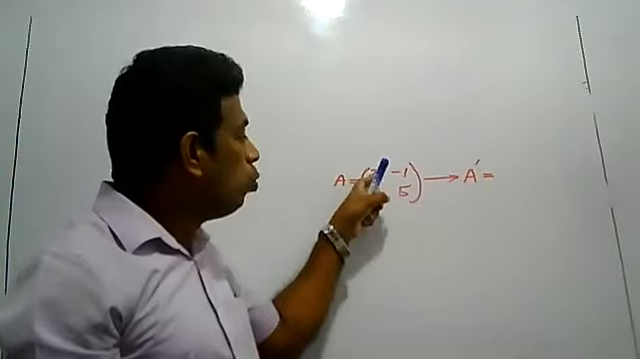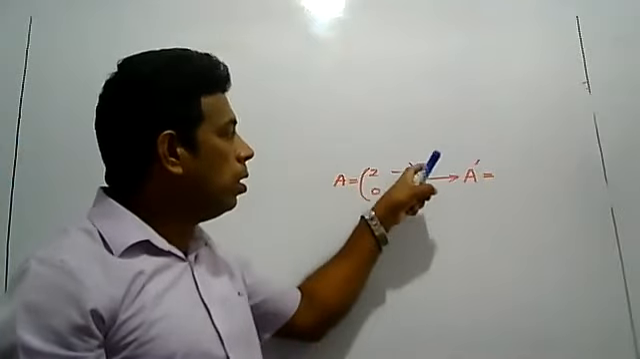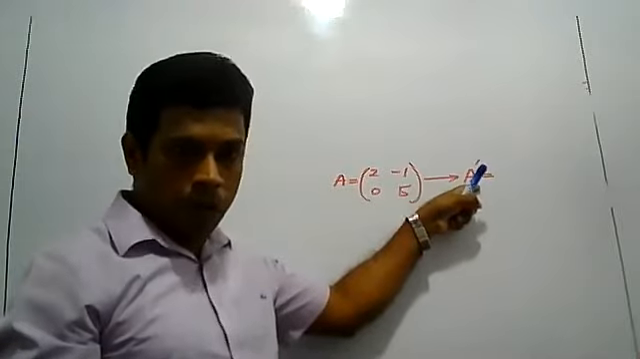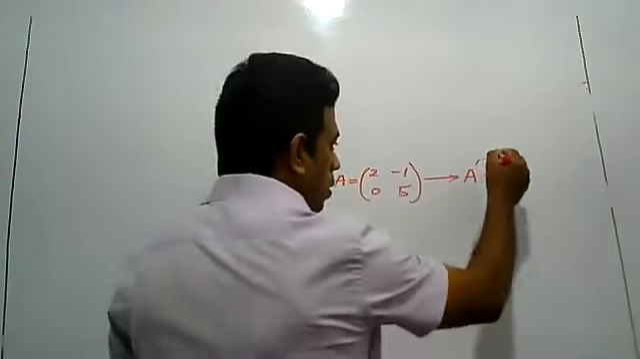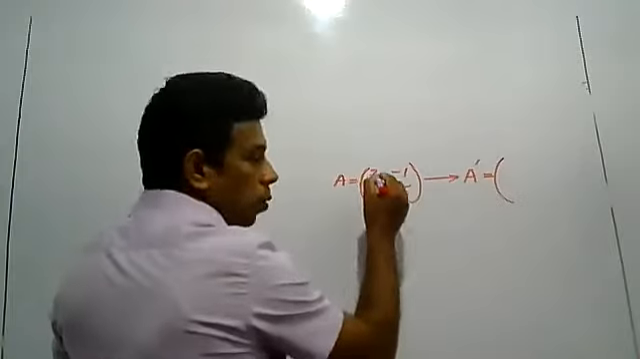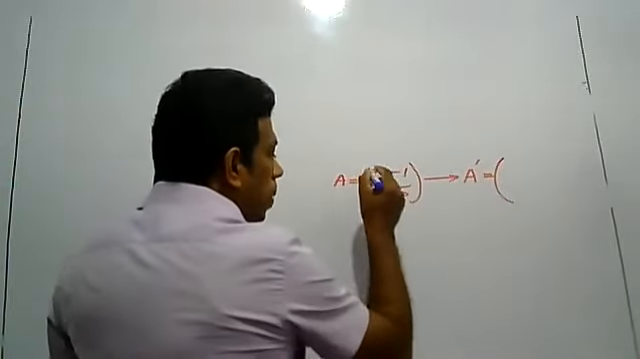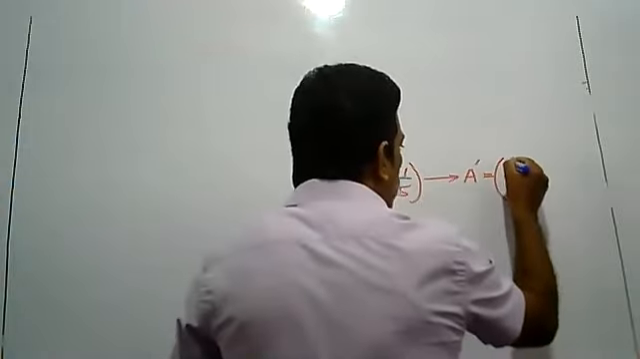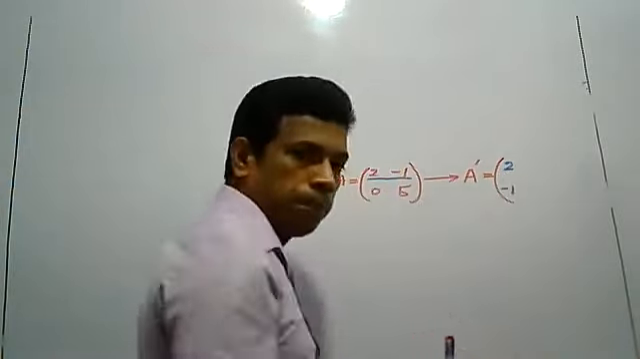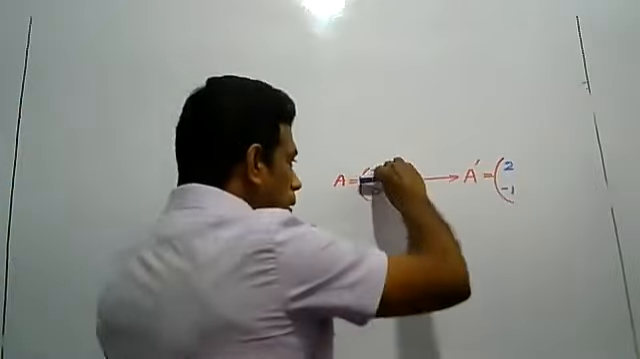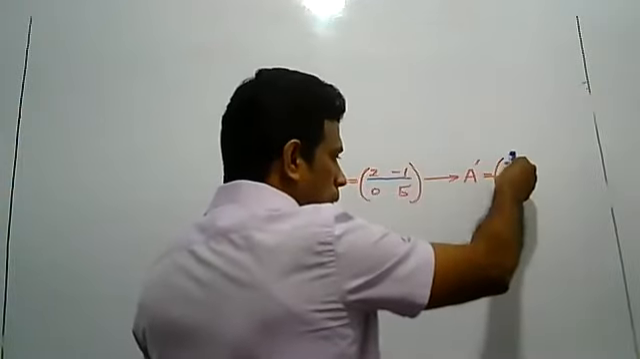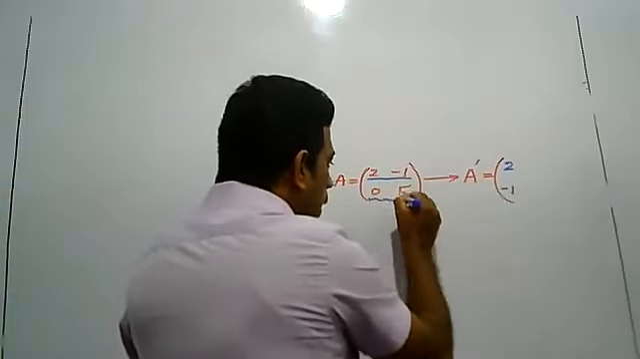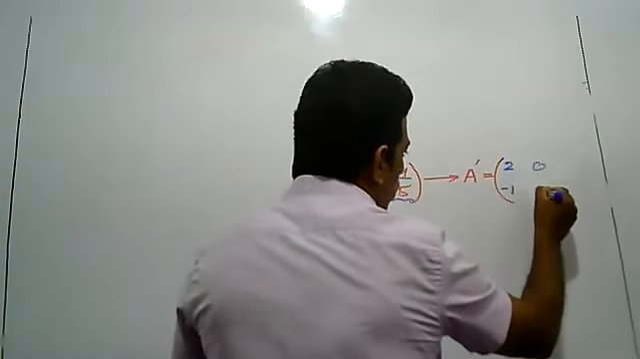Matrix A, 2, minus 1, 0, 5. Transpose is represented by dash. A dash means transpose. Then how can you write the transpose? The method: first row. Look at here. The first row of matrix A becomes the first column of the transpose. First row becomes first column. Second row becomes second column.